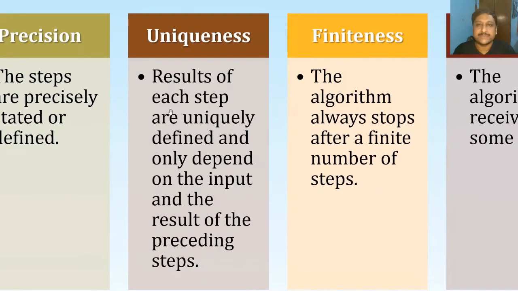And uniqueness means the results of each step are uniquely defined and only depend on the input and the result of the preceding steps. Uniquely means each and every step should be different from other steps. No duplicate steps should be there. Uniquely defined steps, and the step we are writing must depend on the previous step.